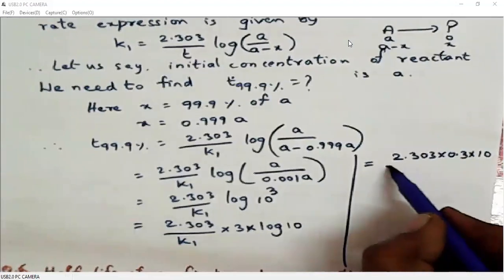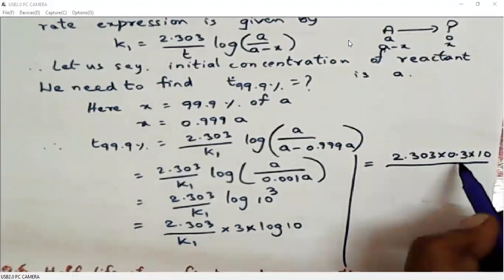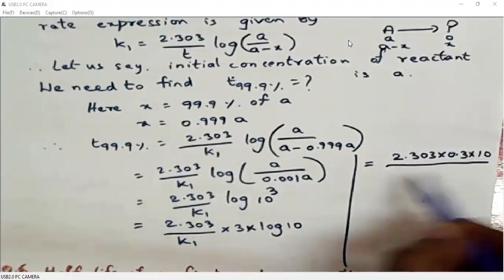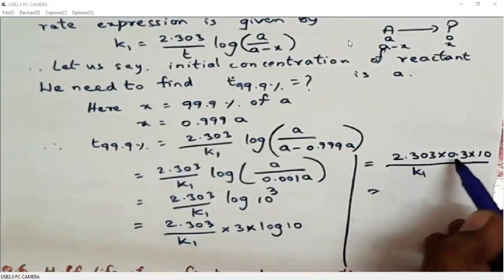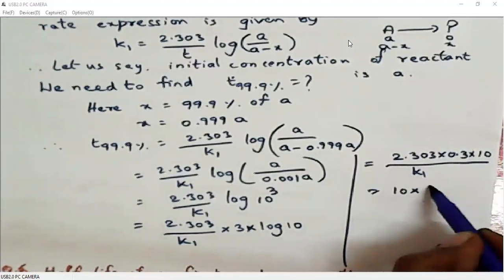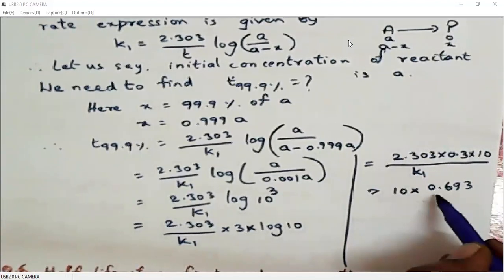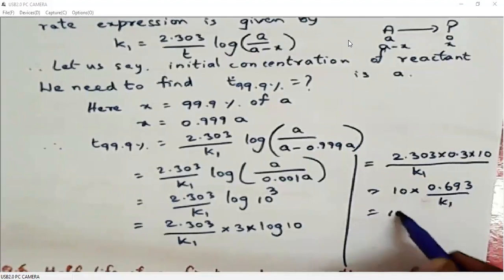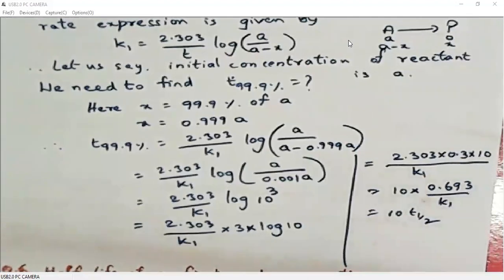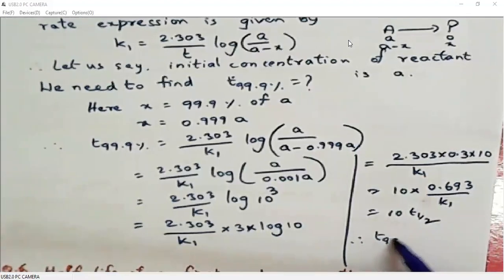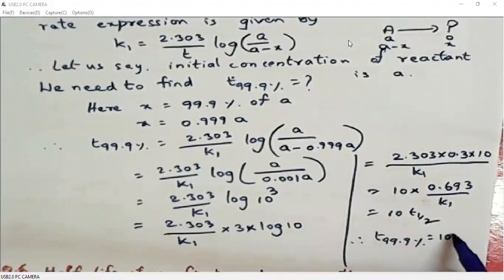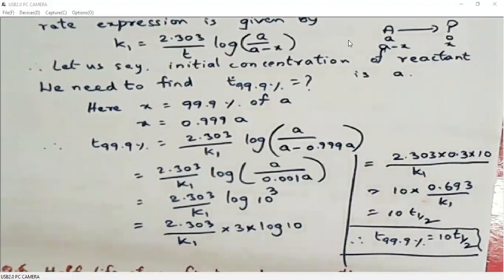because log 10 is 1. So this 3 is written as 0.3 into 10 by K1. So 2.303 into 0.3 becomes 0.693 by K1. So what is 0.693 by K1? It is the expression for first order reaction. Therefore, T 99.9% of a reaction is equal to 10 times half-life for a first order reaction.